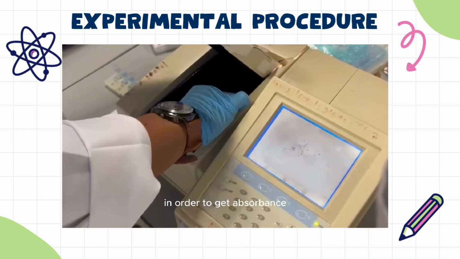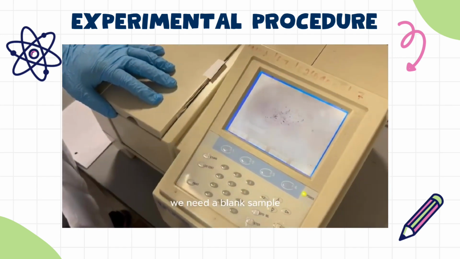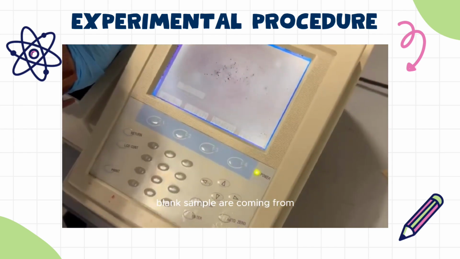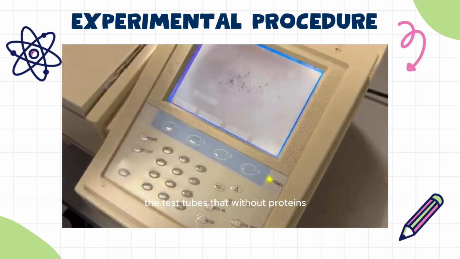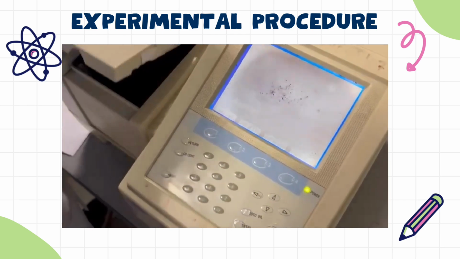In order to get the absorbance from each test tube that contains protein, we need a blank sample. Blank samples come from the test tubes without proteins. And that is the end of part 1.